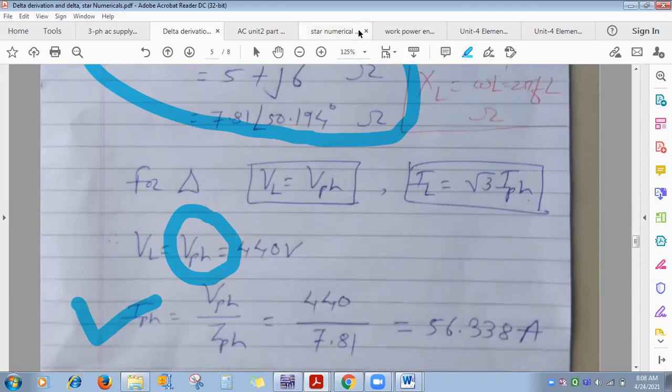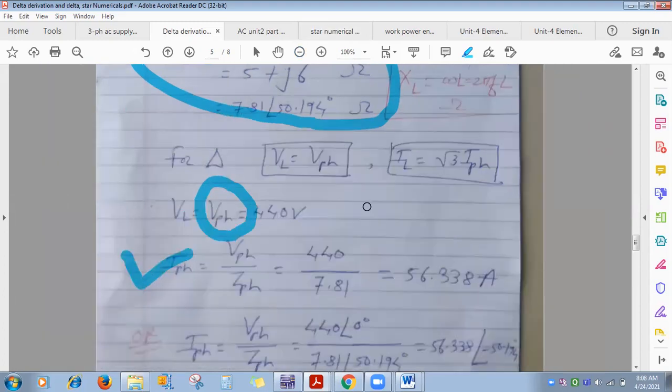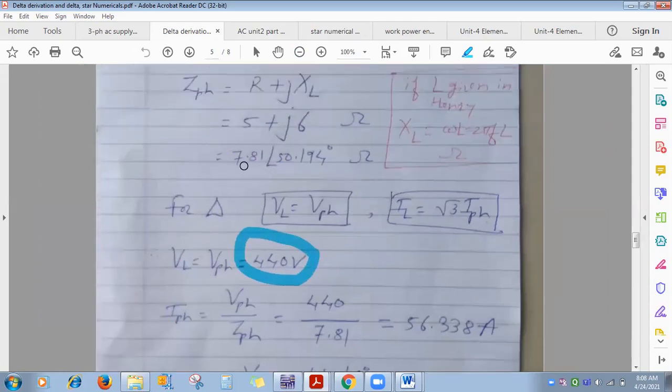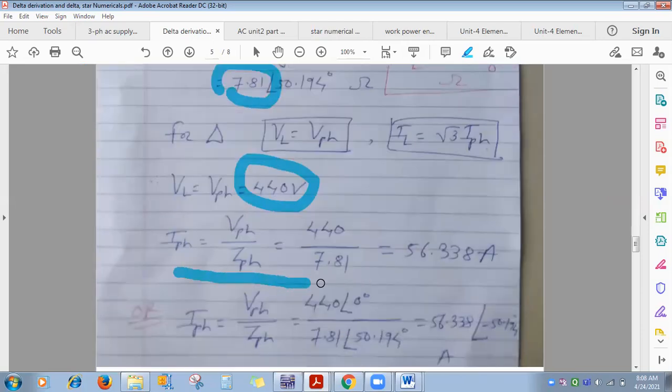You can calculate it only in terms of magnitude. See, here I have considered only magnitude. What is VPH? 440 volt. What is ZPH? 7.81. Only magnitude I have considered here. So you will get magnitude of current 56.338 ampere. This one is RMS value. That's why this value of current is also RMS.